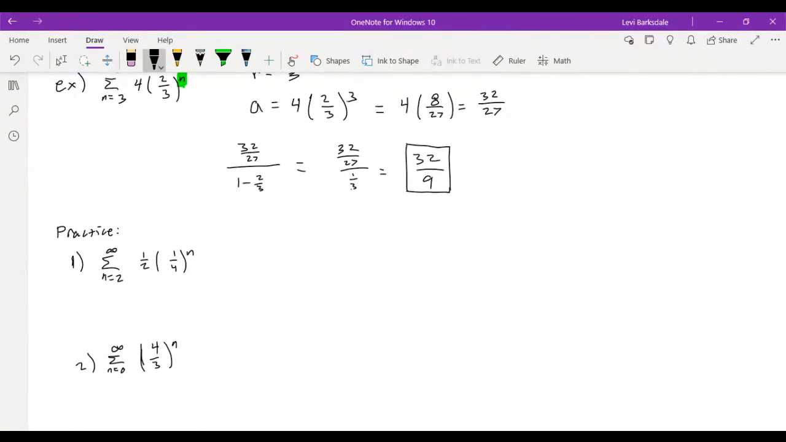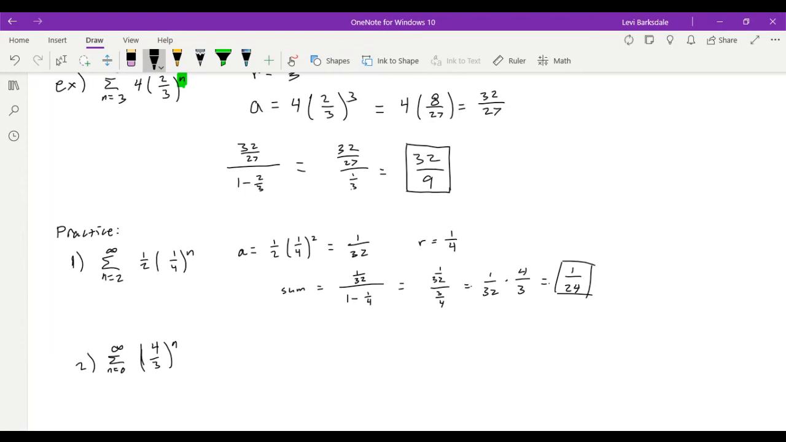All right, let's go ahead and go over these. In our first one, our first term a is equal to 1/2 times (1/4)^2, which gives us 1/32 as a first term. And our radius, again, we don't need to do anything fancy to it since it's already to the nth power. It's just 1/4. So then our sum is our first term, (1/32) over (1 minus our radius), and that gives us (1/32) over (3/4), which is 1/32 times 4/3, which gives us 1/24 as our final answer.